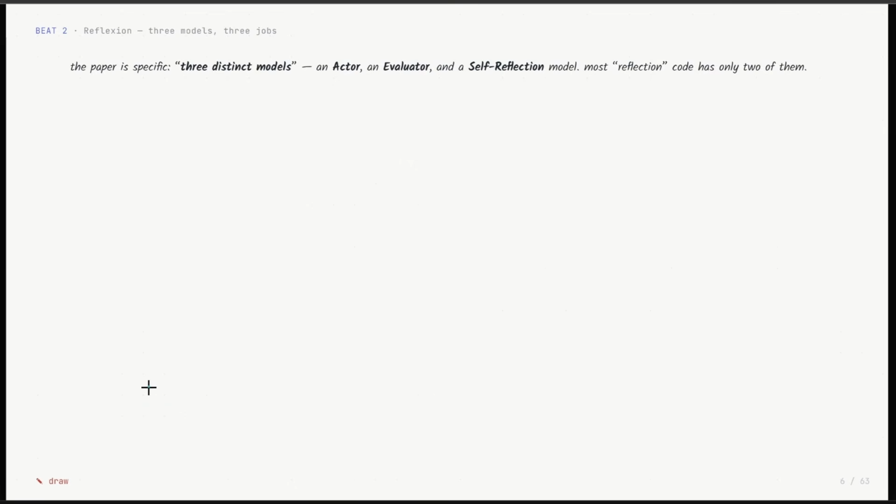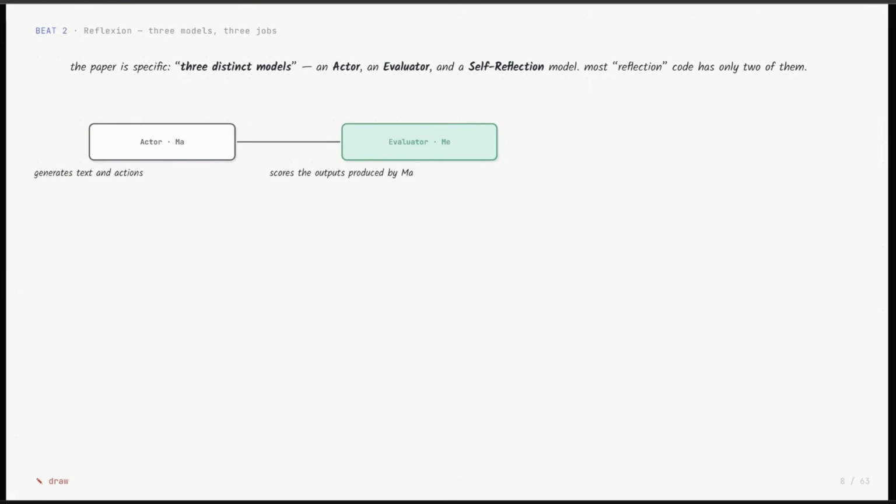So actually, Reflection has a canonical paper, and the paper is more specific than what we are currently seeing in the market. It says there are 3 distinct models, and people mostly talk about 2 of these, but we will talk about all 3. The first one is the actor. The job of the actor, and this is quoting the paper actually, is it generates text and action. So it's basically the agent that you already know that is attempting the task.